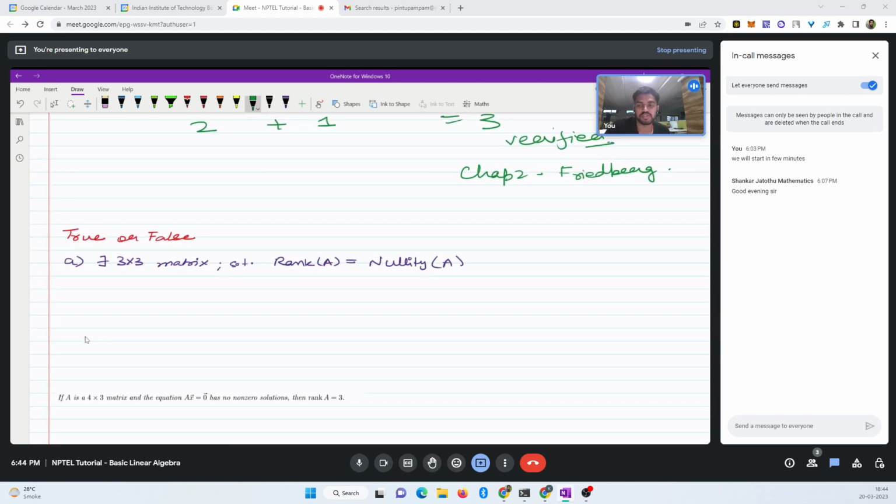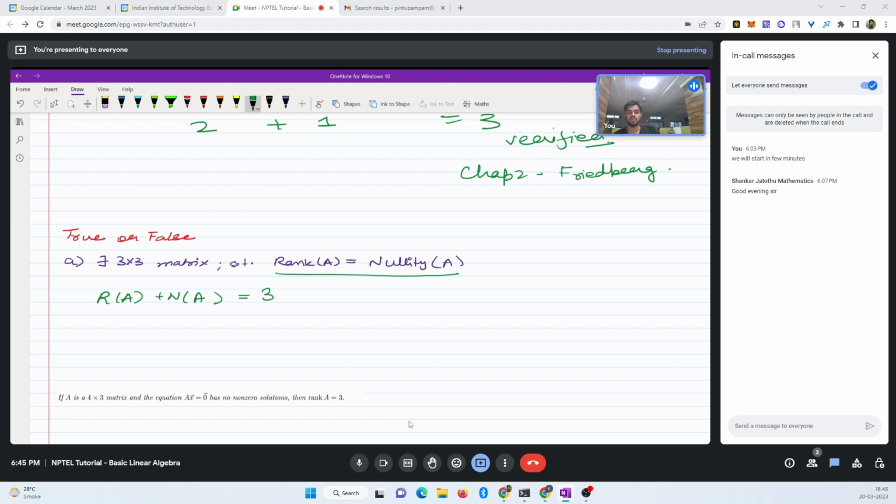Now let's solve some questions based on our rank nullity theorem. The first question is about a 3 cross 3 matrix. We have to answer whether the given statements are true or false. The first statement says there exists a 3 cross 3 matrix such that rank of A is equal to nullity of A. Let's say if this kind of matrix existed, then rank of A plus nullity of A is equal to 3.